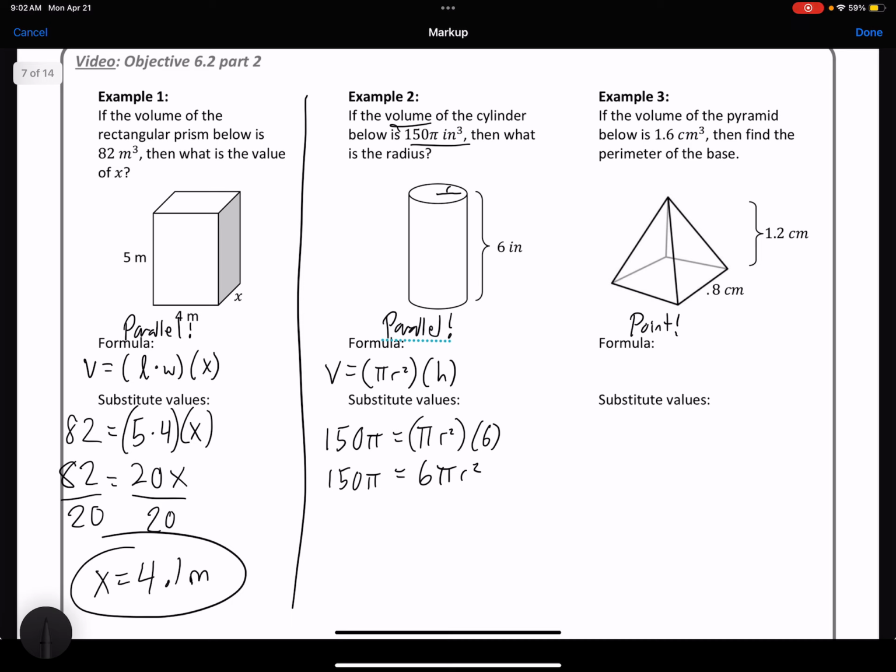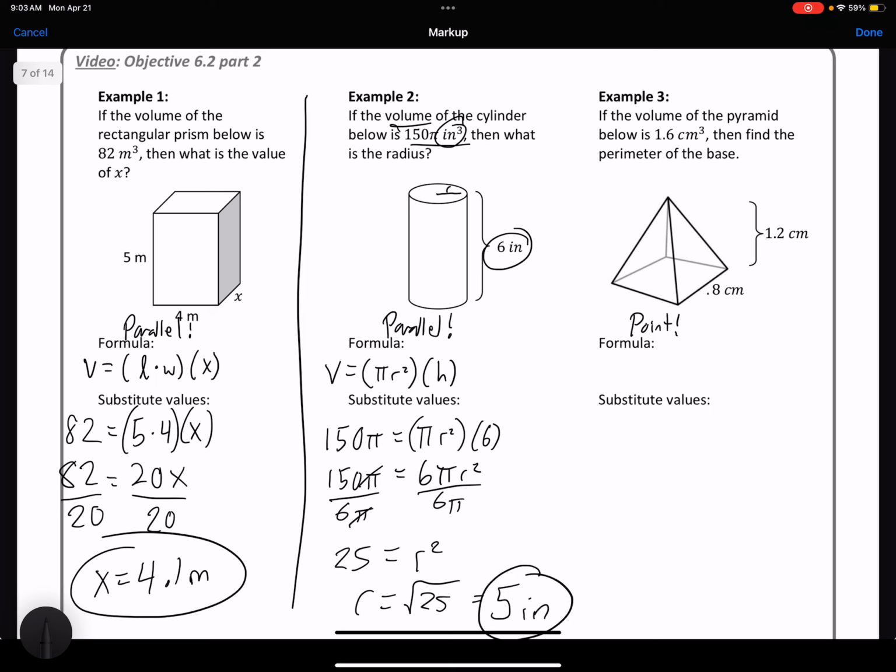And then I'll divide both sides by 6 pi because we want to get r in the end by itself. The pi's will cancel out, and 150 divided by 6 is 25. So 25 is r squared, which means the radius is the square root of 25, which is 5. And then we need a unit. Notice that they use inches here, and we're looking at inches cubed, so this is 5 inches. And there you go.